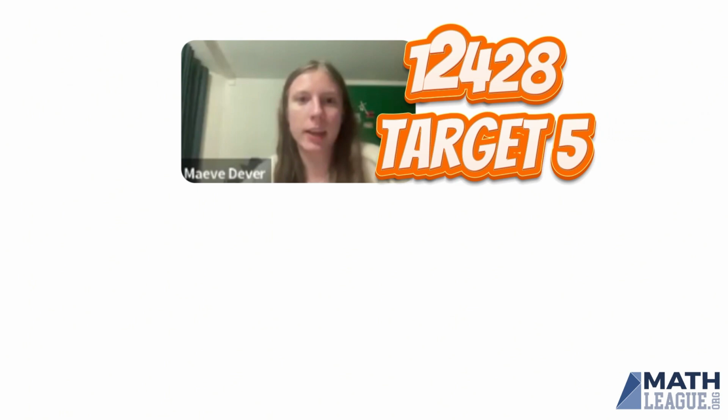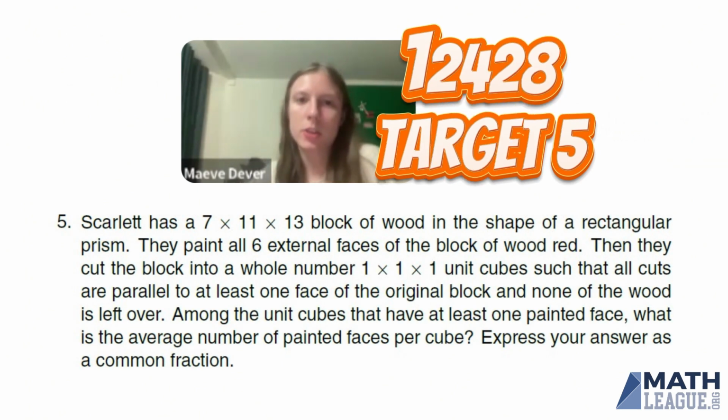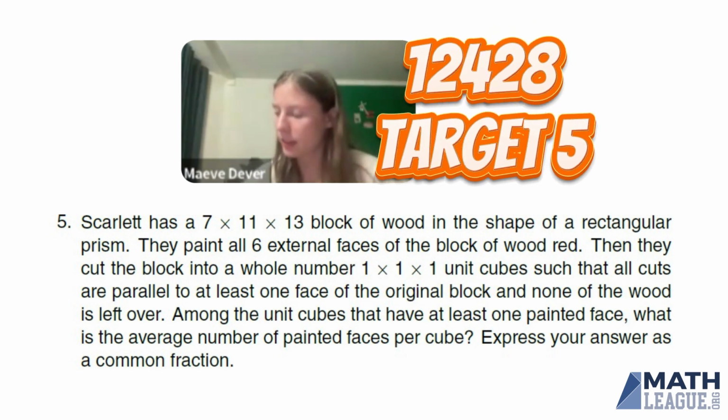So we're going to have a look at target number 5 here. Scarlett has a 7 by 11 by 13 block of wood in the shape of a rectangular prism. They paint all 6 external faces of the block of wood red.